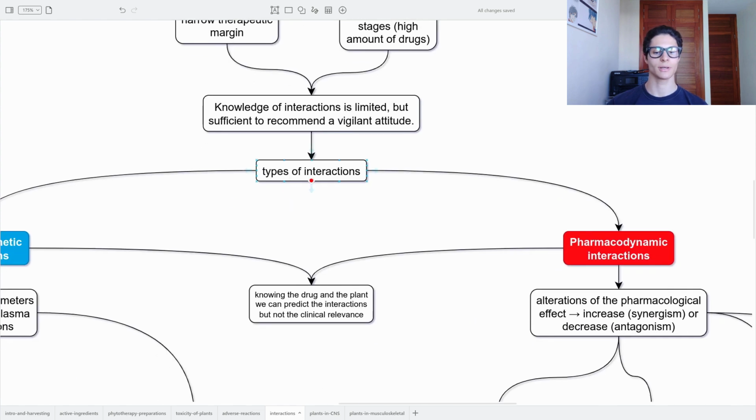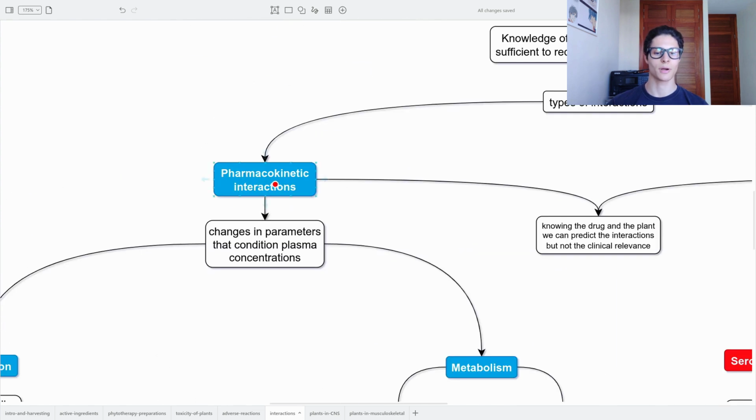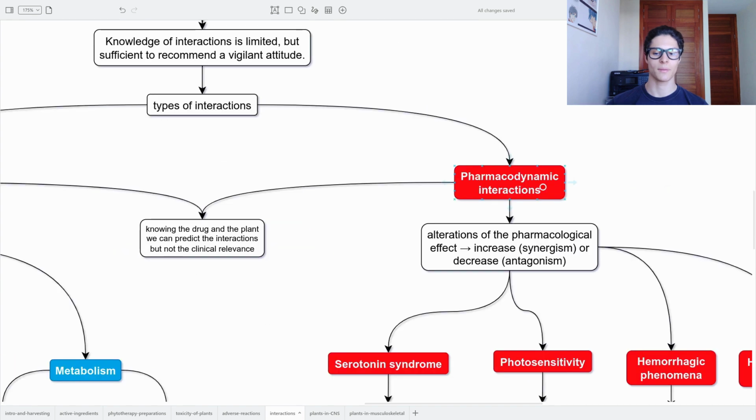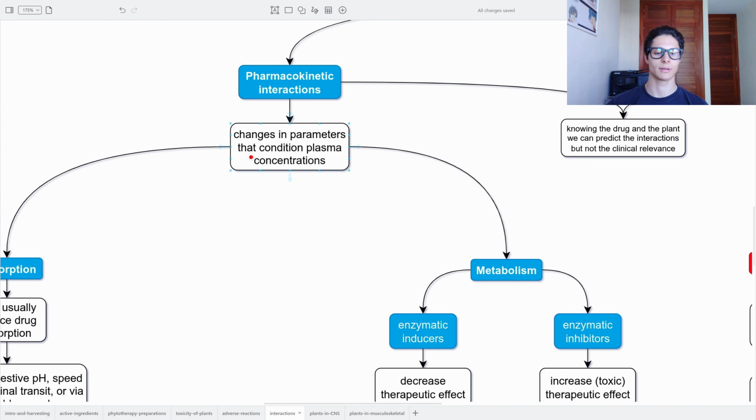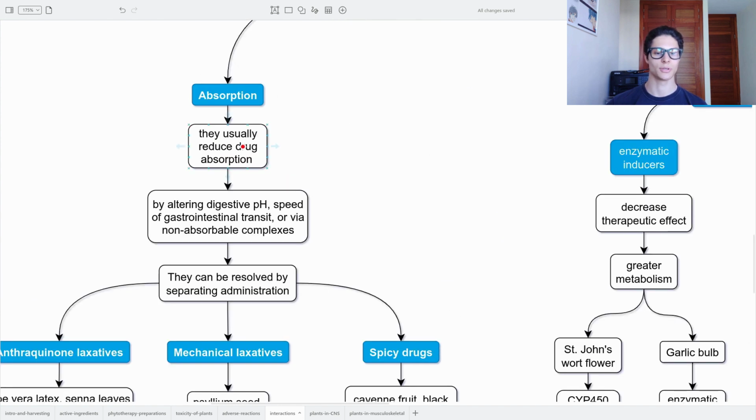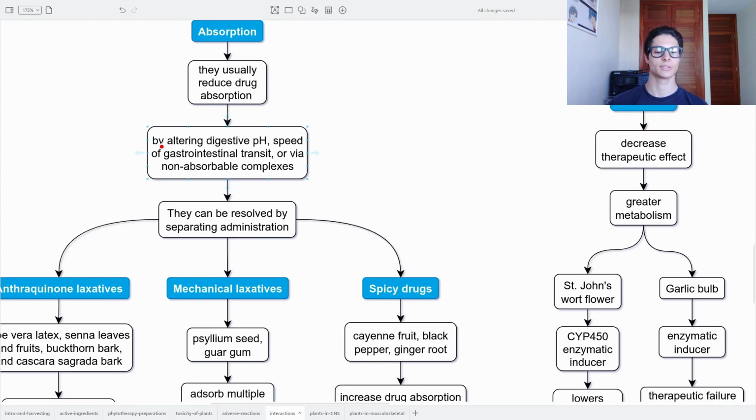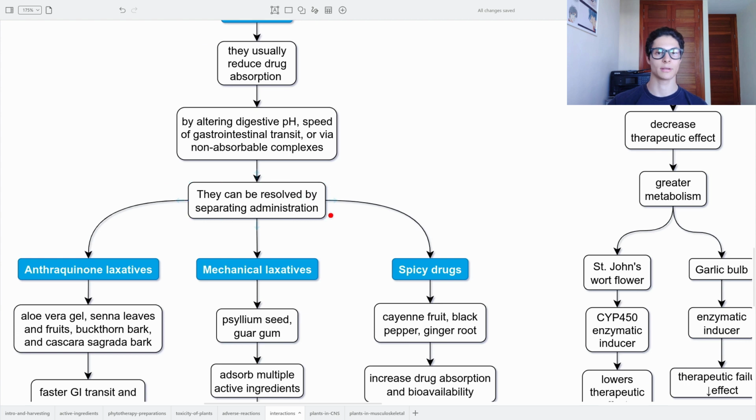So, knowing that, what are the types of interactions? We have pharmacokinetic interactions and pharmacodynamic interactions. Pharmacokinetics change the parameters that condition the plasma concentration. Absorption: the medicinal plants usually reduce the pharmaceutical drug absorption. This is done by altering digestive pH, speed of the gastrointestinal tract, or via non-absorbable complexes. They can be resolved by separating the administration, so as not to take them together.